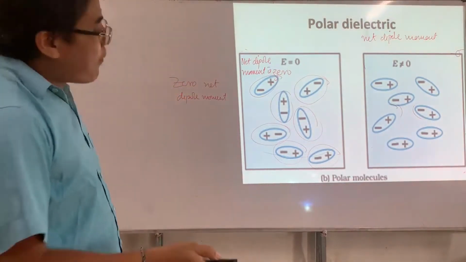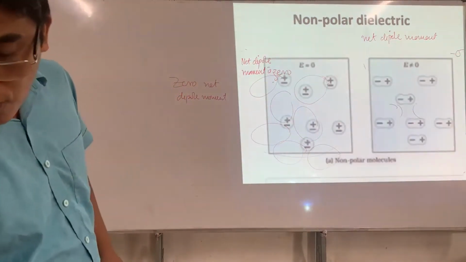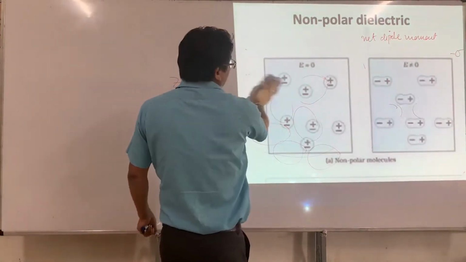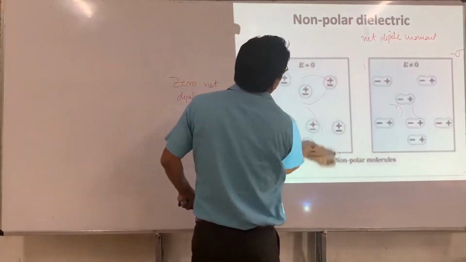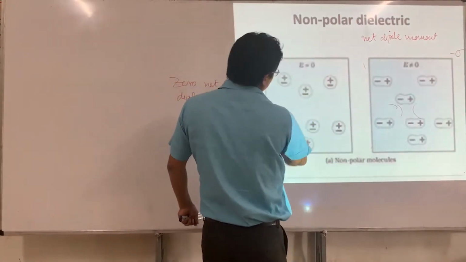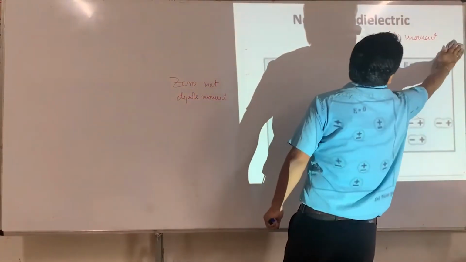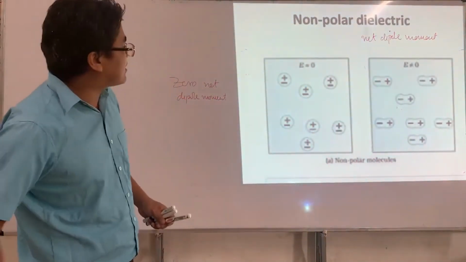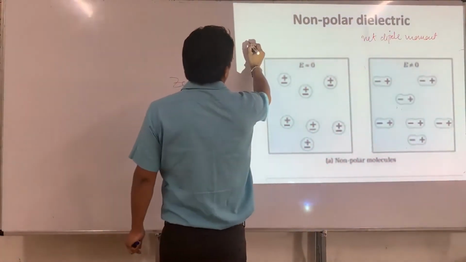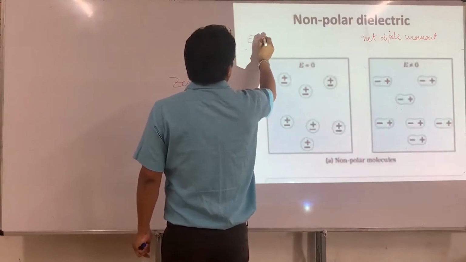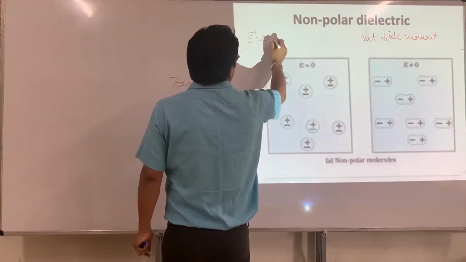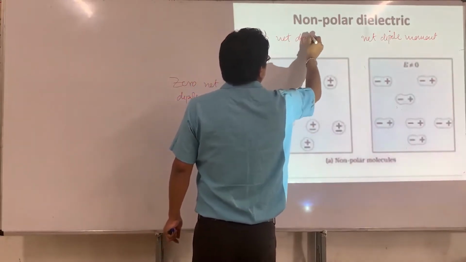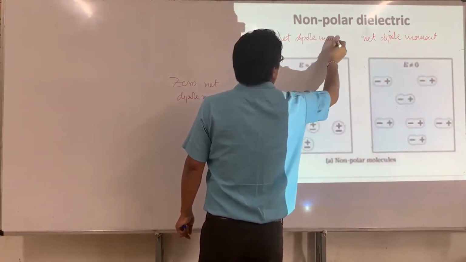And now we have the non-polar dielectric. For non-polar dielectrics, without applying an external electric field, the net dipole moment is 0, no doubt, because each molecule has a net dipole moment of 0. If this is 0, then obviously the net dipole moment is 0.